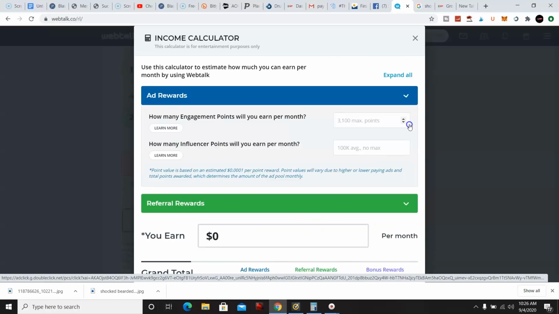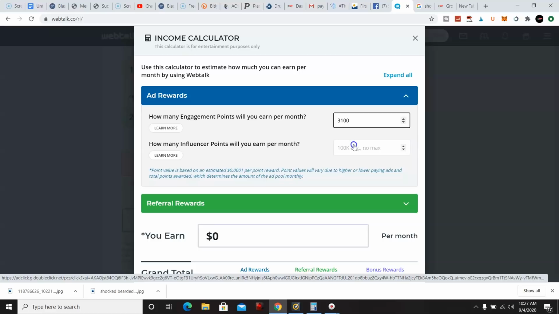This is what's possible with the program if you put max effort into it. You're going to use this calculator to estimate how much you can earn per month by using Webtalk, just simply by using the platform, and add rewards. It says how many engagement points will you earn per month, and 3,100 is the max. So you just type in 3,100.